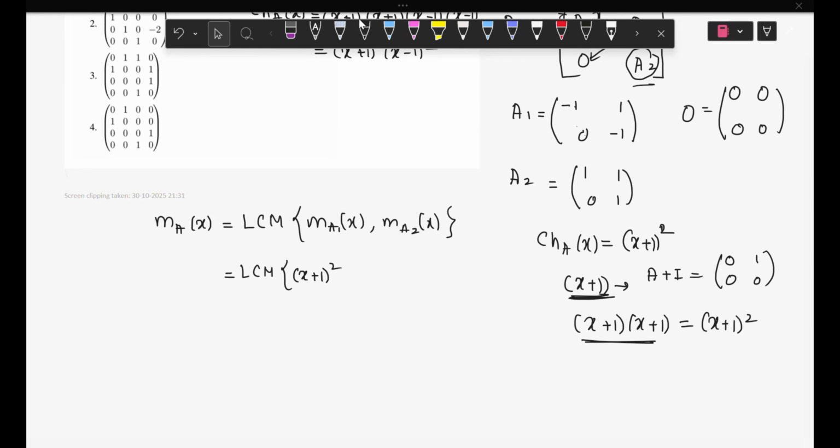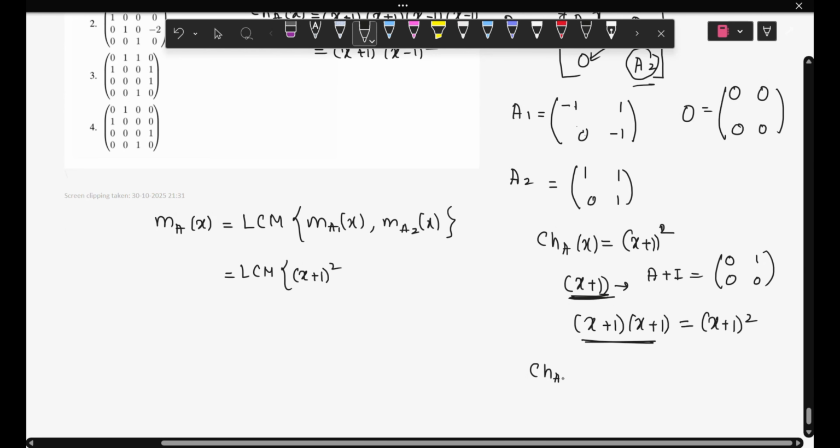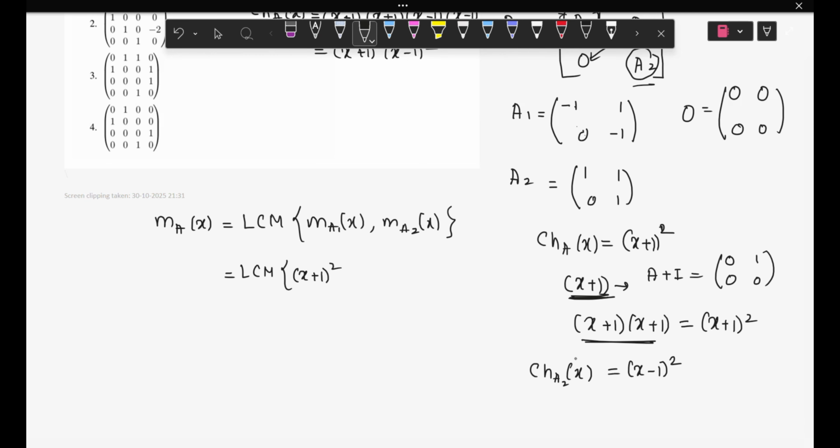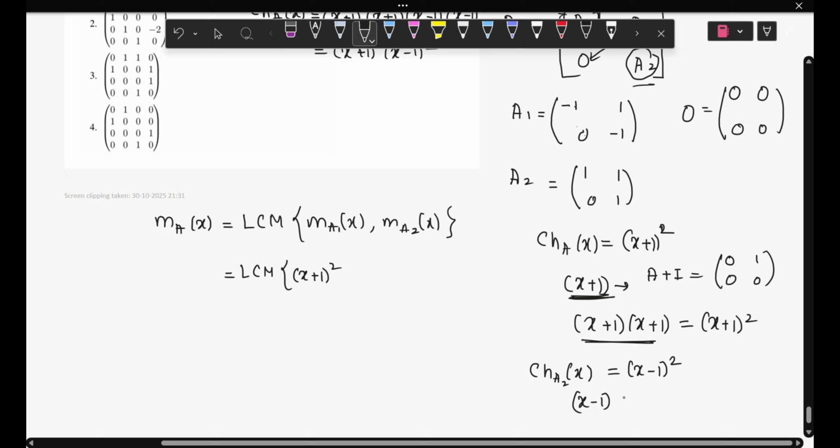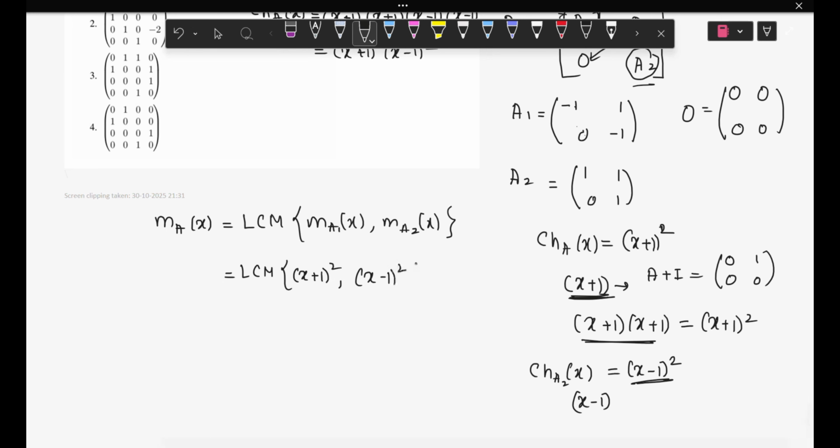Now I'll calculate the minimal polynomial of A2 in the same way. As you can see, the characteristic polynomial of A2 is (x minus 1) whole square. And again in the same manner, A2 is not annihilating the polynomial x minus 1, hence the minimal polynomial of A2 is also (x minus 1) whole square. See, both x plus 1 and x minus 1 do not have any common factor, so the minimal polynomial of A is nothing but (x plus 1) whole square multiplied by (x minus 1) whole square, which is also the characteristic polynomial of A.